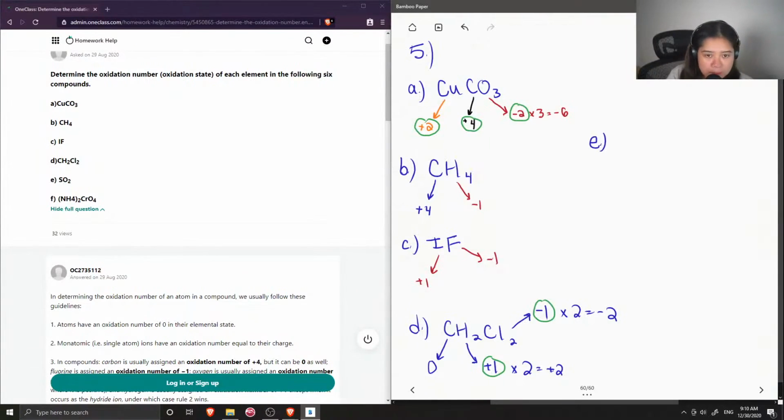Okay, on to E. We have sulfur dioxide. So again, oxygen typically has an oxidation number of -2. I'm going to circle that. There are 2 atoms of oxygen, so overall it gives off a -4 charge. And to balance this out, 1 sulfur atom should be +4.